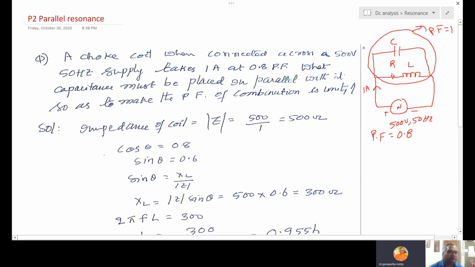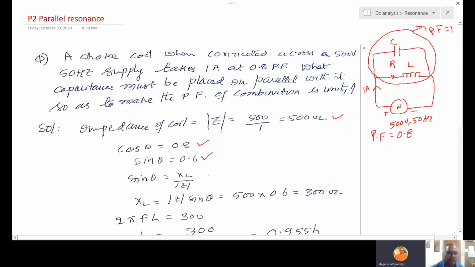Now how is this solved? Impedance of the coil. What is the impedance? Z equal to voltage by current. So magnitude of Z is 500 by 1. 500 is applied voltage, 1 ampere current flowing. 1 is the magnitude, so 500 ohms. Power factor means cos theta. Cos theta 0.8 given, then sin theta will be 0.6. From the triangle, you can get sin theta as 0.6. I hope all of you know this.